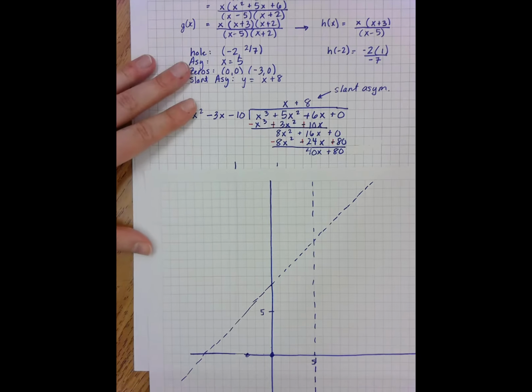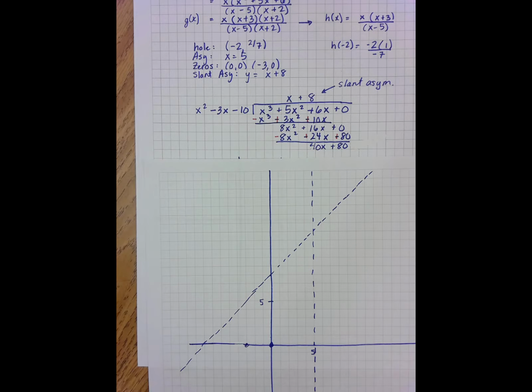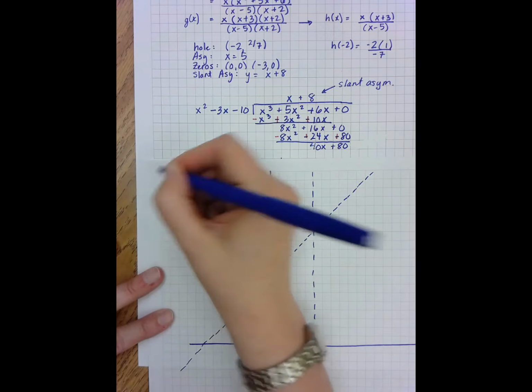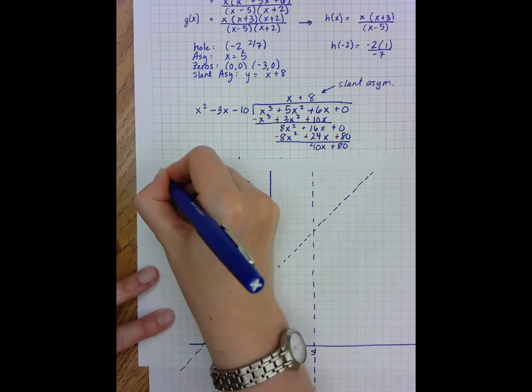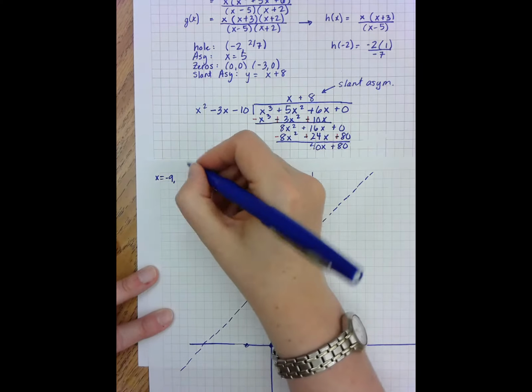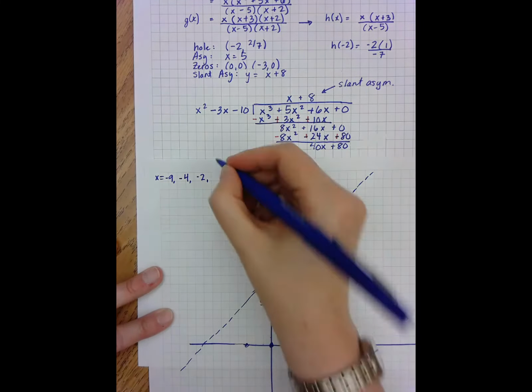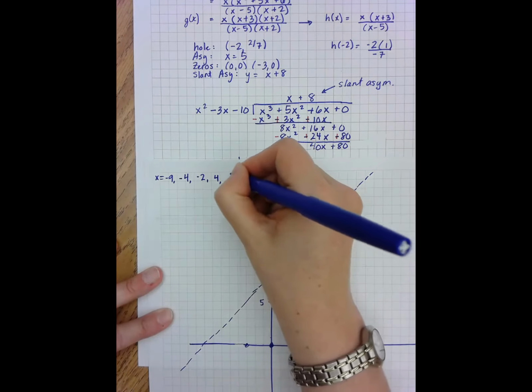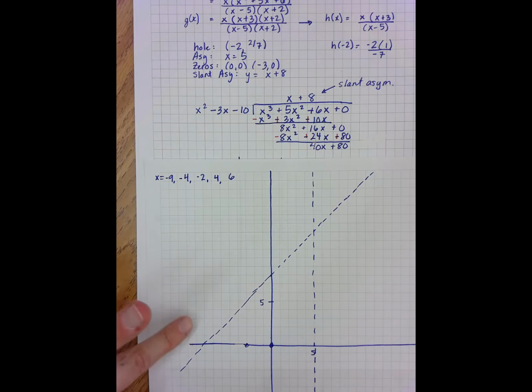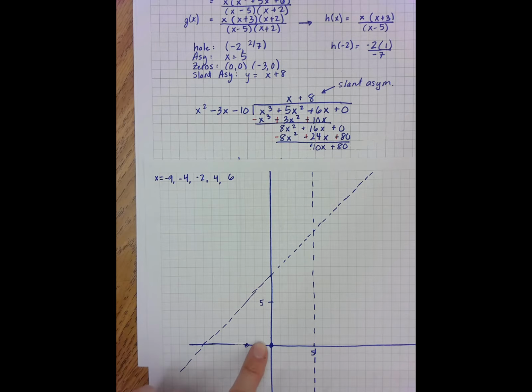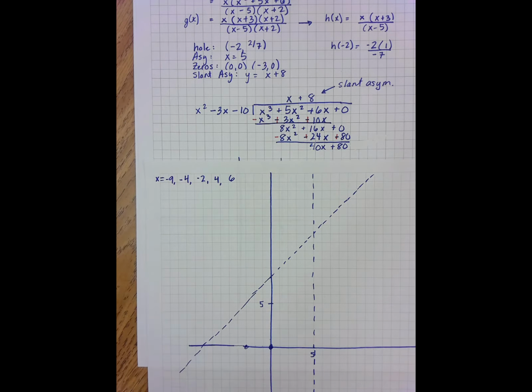So in order to figure this out, I'm going to have to look at these various regions. So I'm looking at when x is, let's say, -9, -4, -2, 4, and 6. So that gets me a number when I'm smaller than -8, between -8 and -3, between -3 and 0, between 0 and 5, and past 5. So my various regions are cut up.